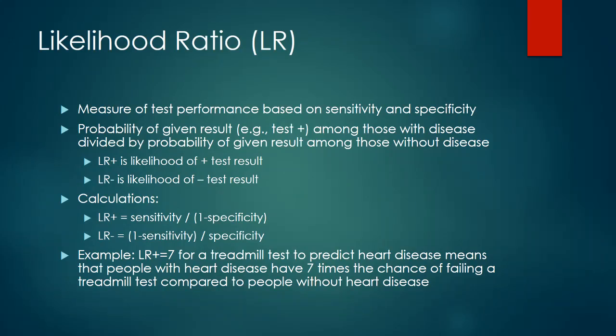An example of the interpretation of this is that if we had a LR positive, or a positive likelihood ratio, of 7, and we were looking at whether a treadmill test could predict heart disease, that 7 would mean that people with heart disease, so with the disease of interest, have 7 times the chance of failing a treadmill test compared to people without heart disease.